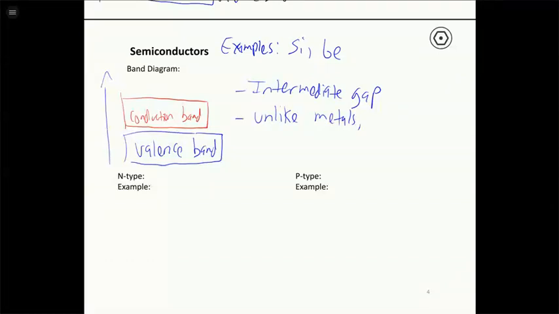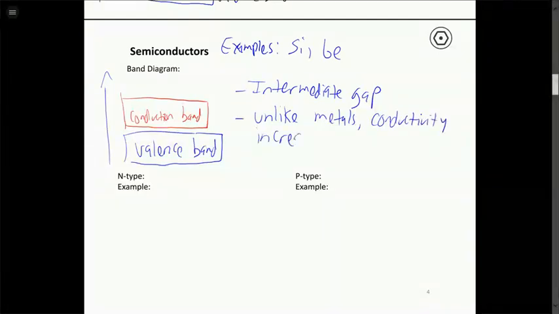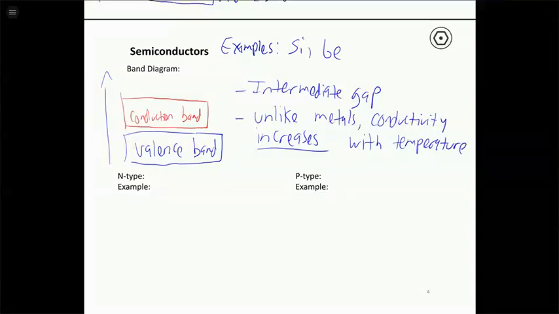And when you have this intermediate gap, if you raise the temperature, you're going to have more electrons that are able to do that. And so you get higher conductivity as you increase the temperature. So that's a big difference and an easy way to distinguish between a conductor and a semiconductor. When you have a conductor, the conductivity decreases with temperature for more physics-based reasons that we're not going to talk about. But when you have a semiconductor, the conductivity increases with temperature. There's a difference there in that behavior as well.